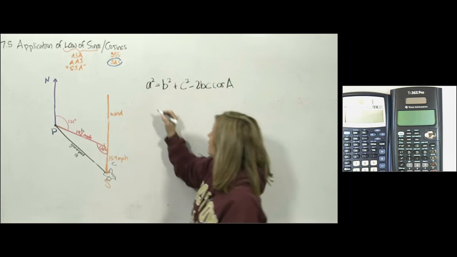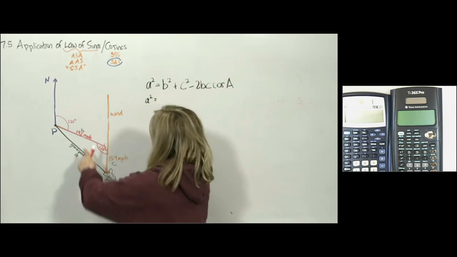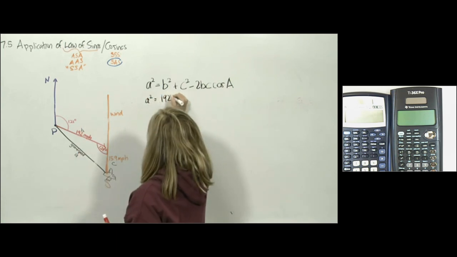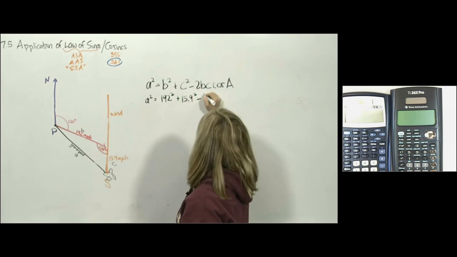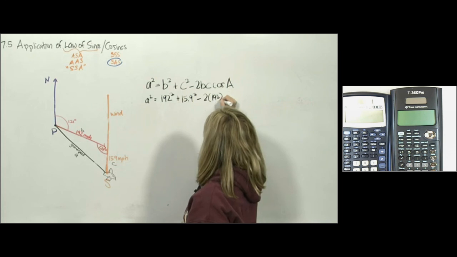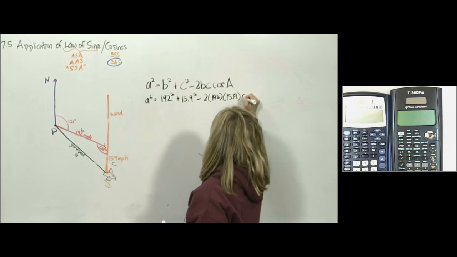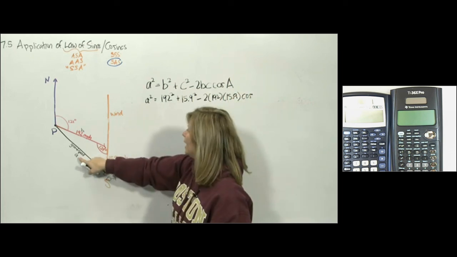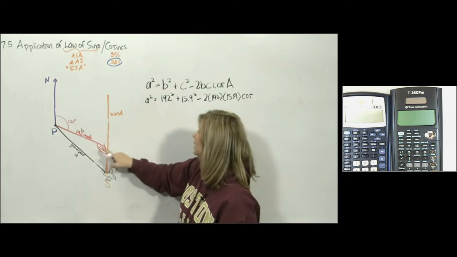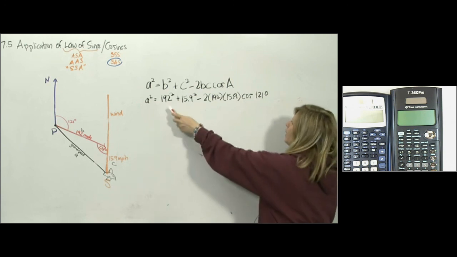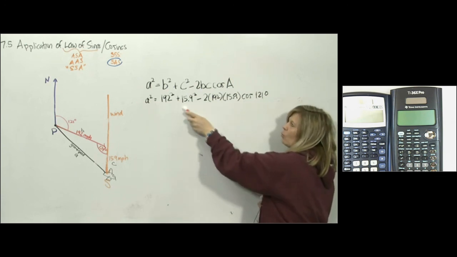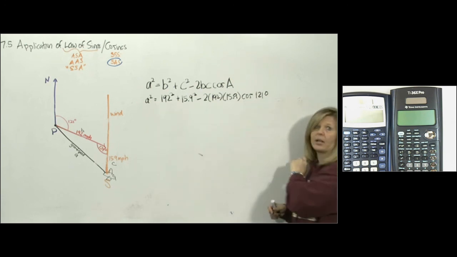All right, I fill it in. A squared equals. I let my B be 192. I let my C be the 15 and 9/10. Minus 2 times B times C cosine angle A. Angle A is across from side A. Your angle A is your 121 degrees. All my numbers are on the right side. In one fell swoop, I'm going to my calculator and typing this in.